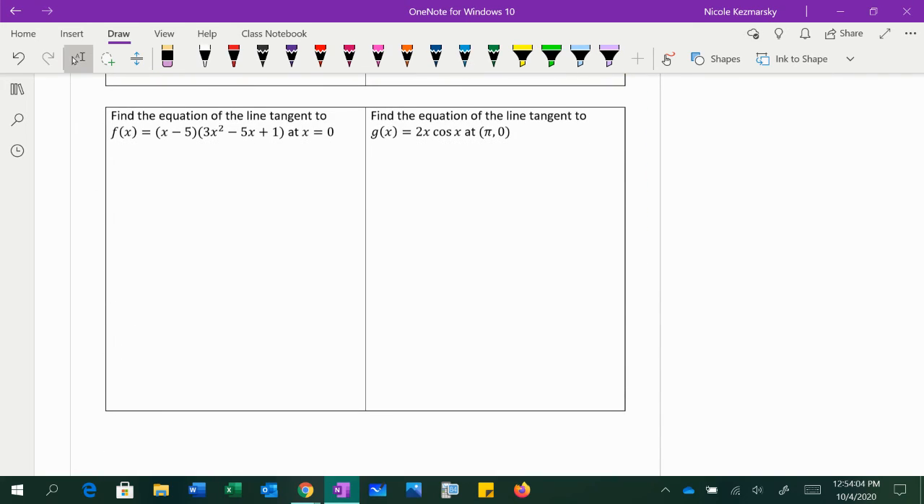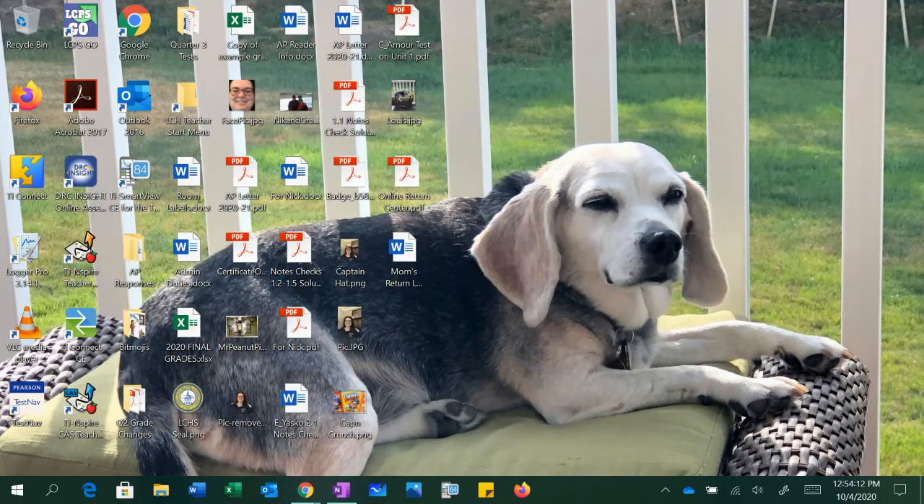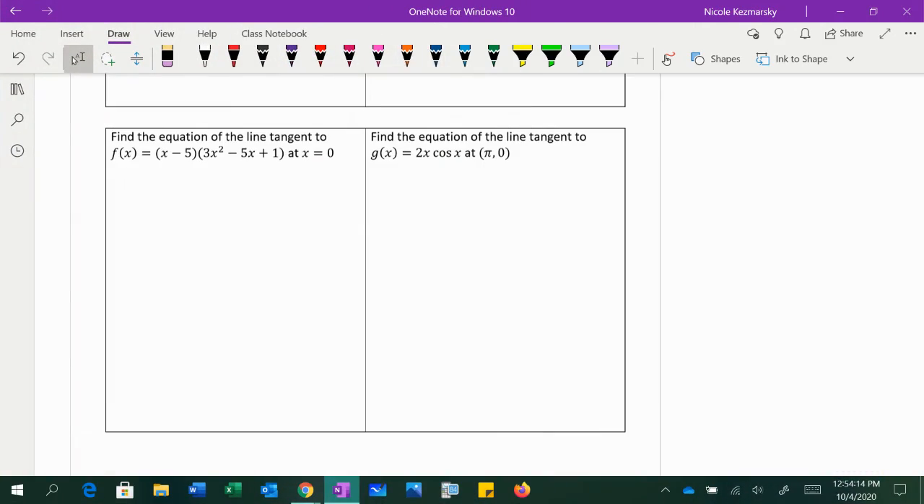Next one, adding a little bit more context. Now we're not just finding the derivative. We're not just finding the slope. We're finding the equation of the tangent line this time. So that means we're finding a derivative. I'm looking for two things that get multiplied that have x's in them. So there they are.